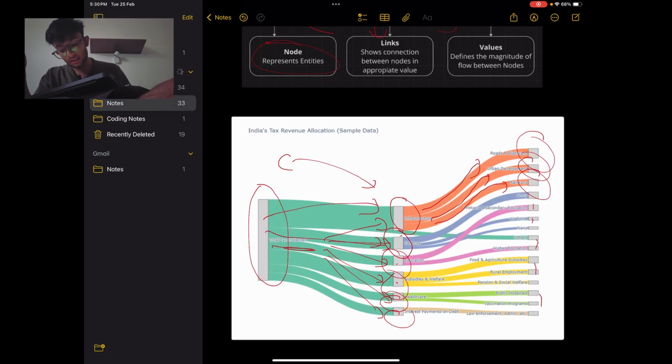So these relations are called links, and the values are the amount of tax that is used for a particular part. For example, let's take X amount of money is used in infrastructure. So this is the value of this link. That's how we read a Sankey plot.